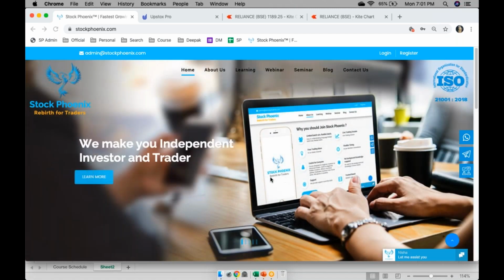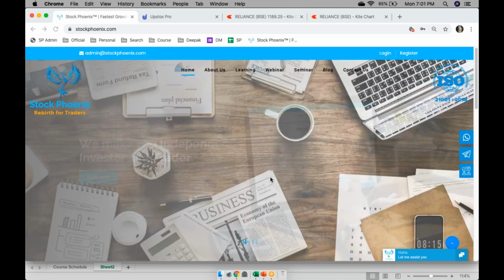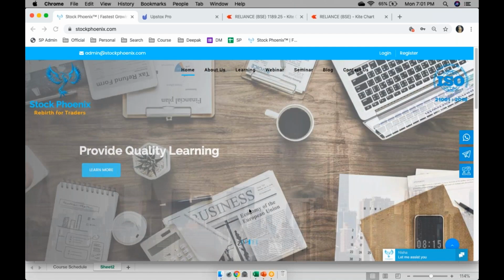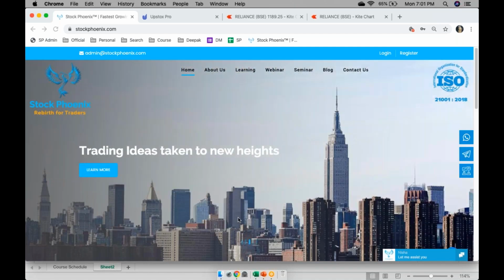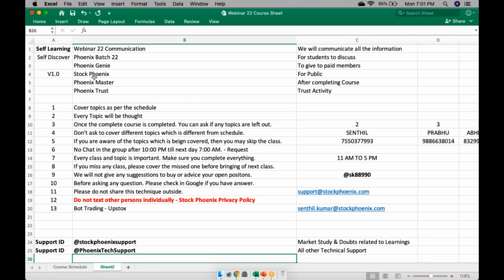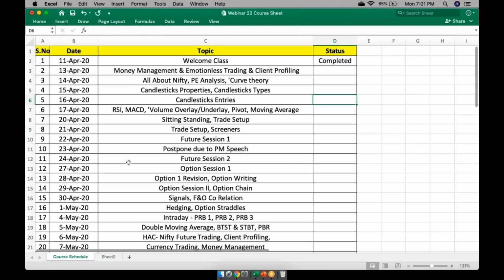Prabhu might have explained to you in the welcome class in more detail how the mode of operation and the learning process is going to be, and I just want to repeat a few things. These sheets, the course schedule and the course sheet, will be available in your dashboard. In the course sheet, you can see the topic which we are going to have tomorrow, and the course will go only as per the topic.